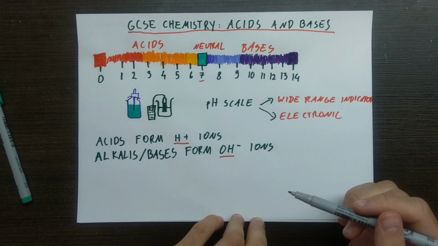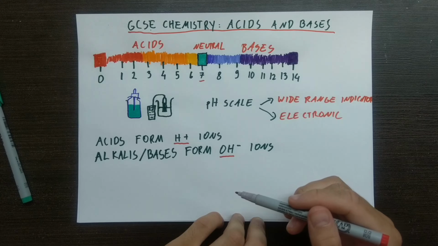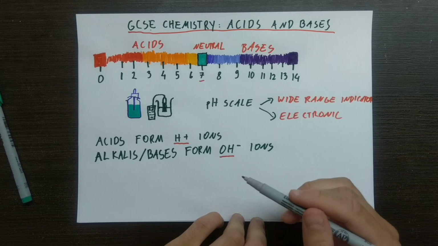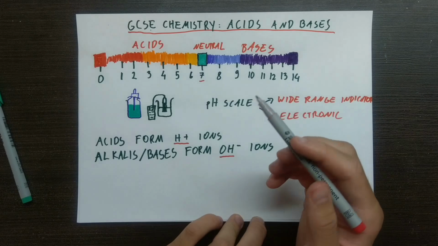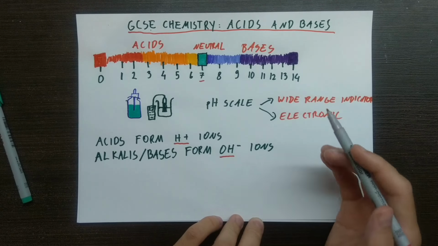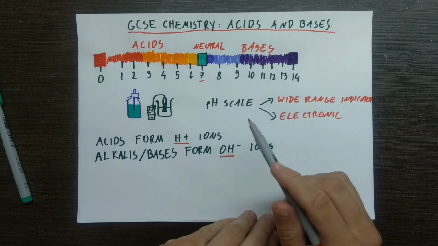Now, we got this out of the way. We know what acids are, we know what bases are. Now, how do we measure this? How do we measure whether something's acidic, whether something's basic, or whether something's neutral? How on earth do we do this? Well, we measure it using a pH scale.